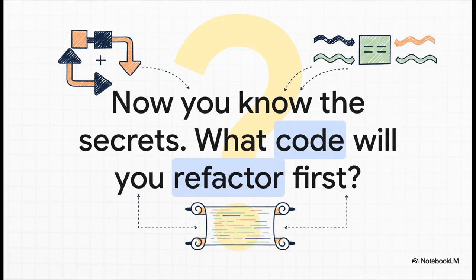So now that you know how it all really works, I've got a question for you. What's the first piece of code you're going to go back and refactor? That loop using the plus sign? That comparison using double equals? Go take a look. I bet you'll find something.